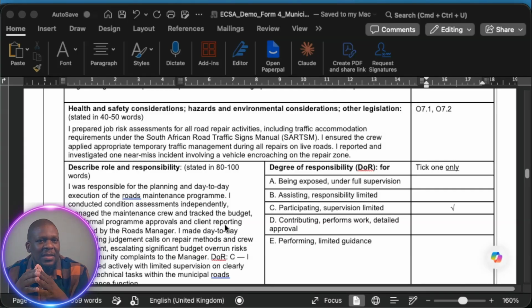And in this case, the degree of responsibility, as we have mentioned earlier, is degree of responsibility C. It means I was participating with limited supervision. I hope that is clear.